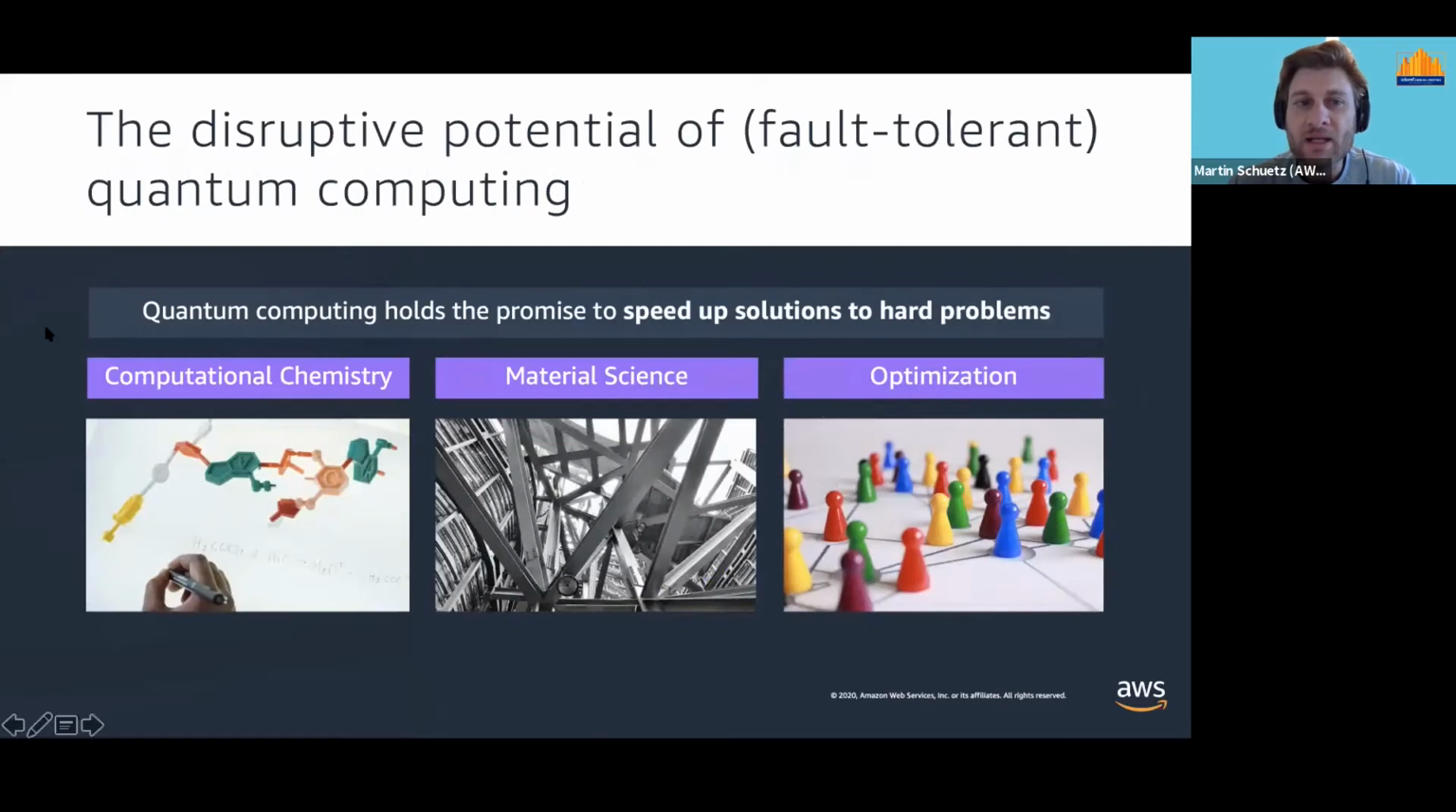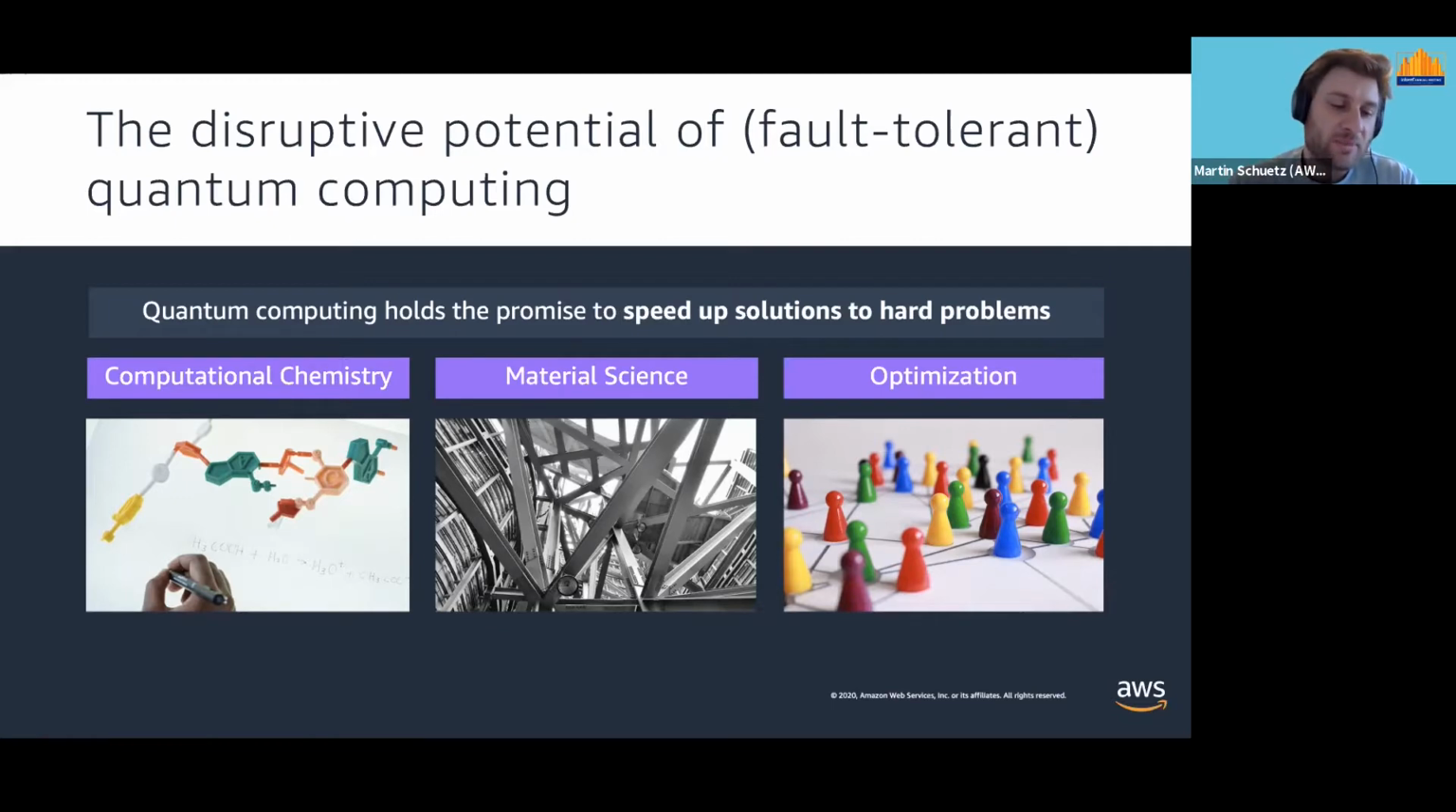Having said that, I mentioned that quantum computing eventually holds the promise to speed up solutions to very hard problems. So where do we expect some traction? Specifically, we expect quantum computing to have an impact in computational chemistry, in material science, and in optimization. Computational chemistry and material science is relatively easy to understand, simply because the underlying problems that you'd like to solve in many of these domains are inherently quantum.